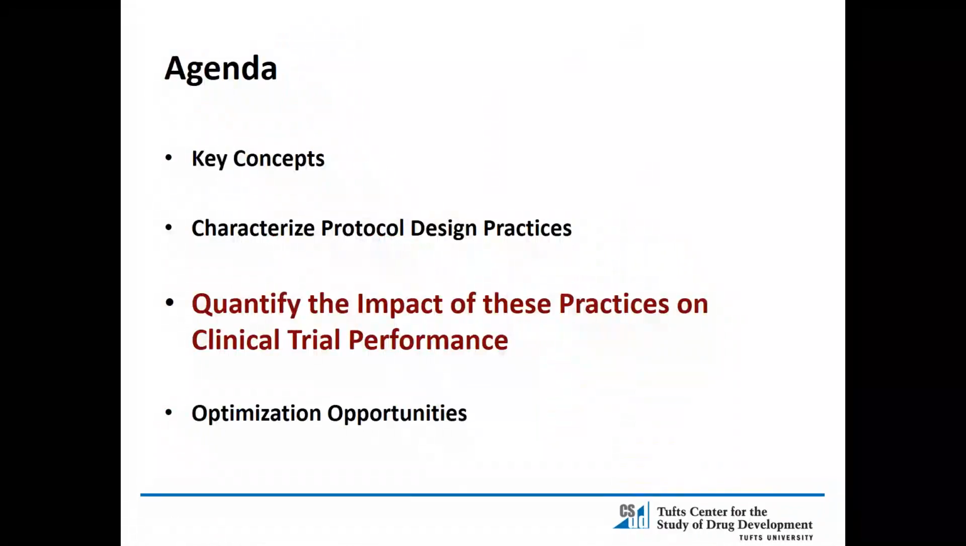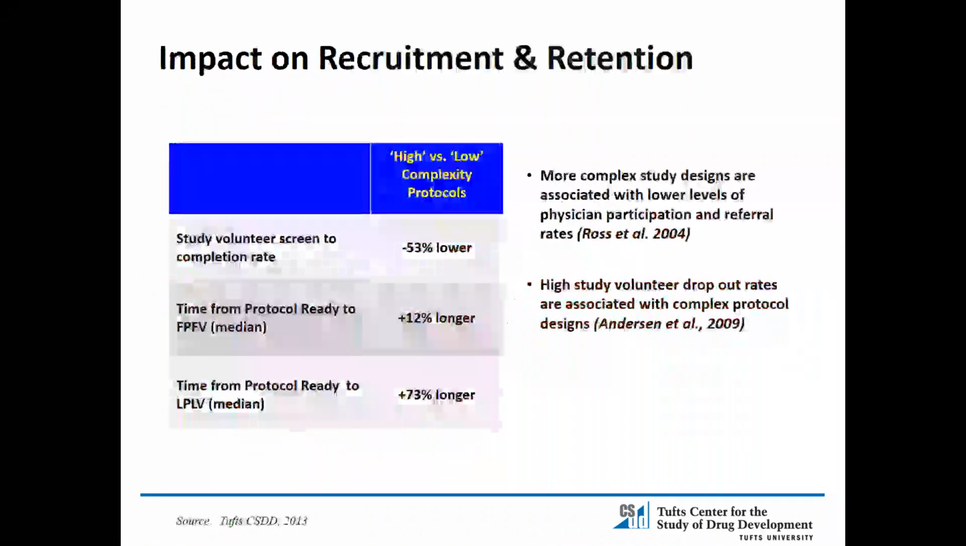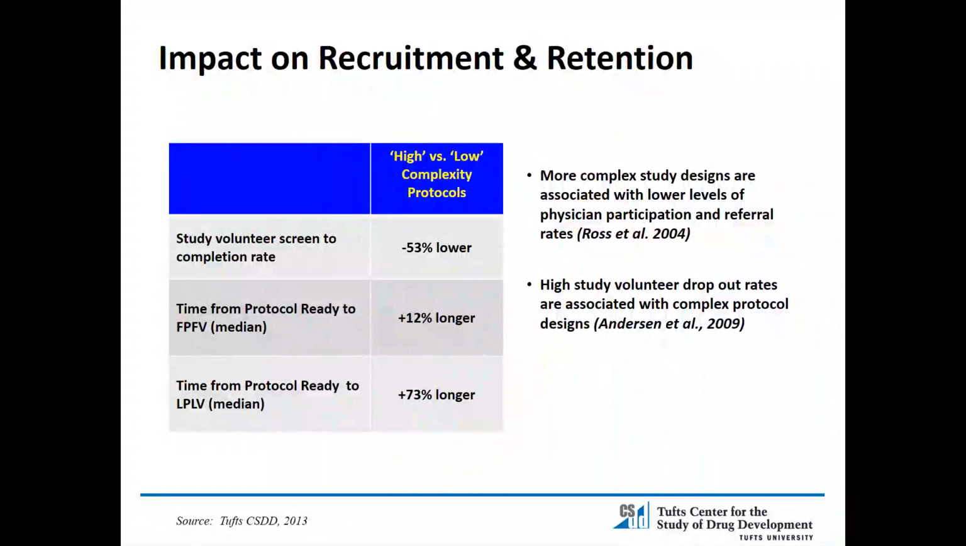So that is where we'll conclude the discussion about design practices. Let's now look at how these practices impact performance. And we don't have to look very far. Essentially, protocol complexity is correlated with poor performance. The more complex the protocol, the worse the performance.